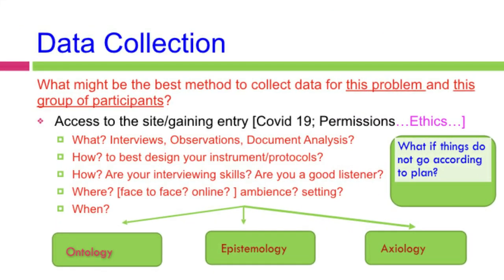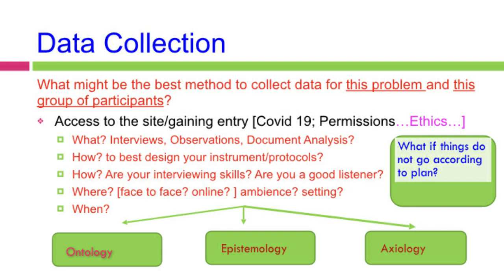It's not just what they say. How would what they say fit under any of these? How would you categorize that? And of course, then you have to think about what methods are most appropriate for garnering all this information. So, what might be the best method to collect data for this problem and this group?